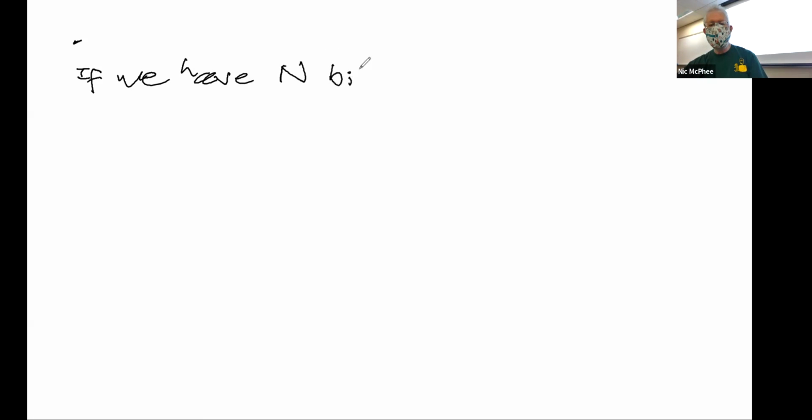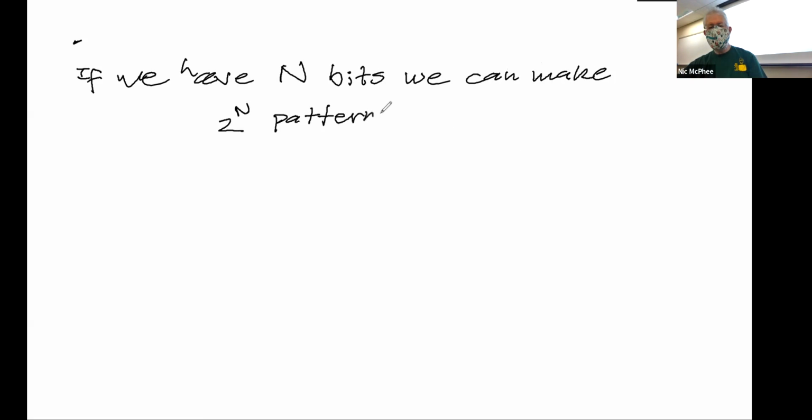Okay, so we had left Friday with determining, we figured out that if we have N bits, we can make 2 to the n patterns. So we don't really need a lot of bits to be able to make a lot of different things.